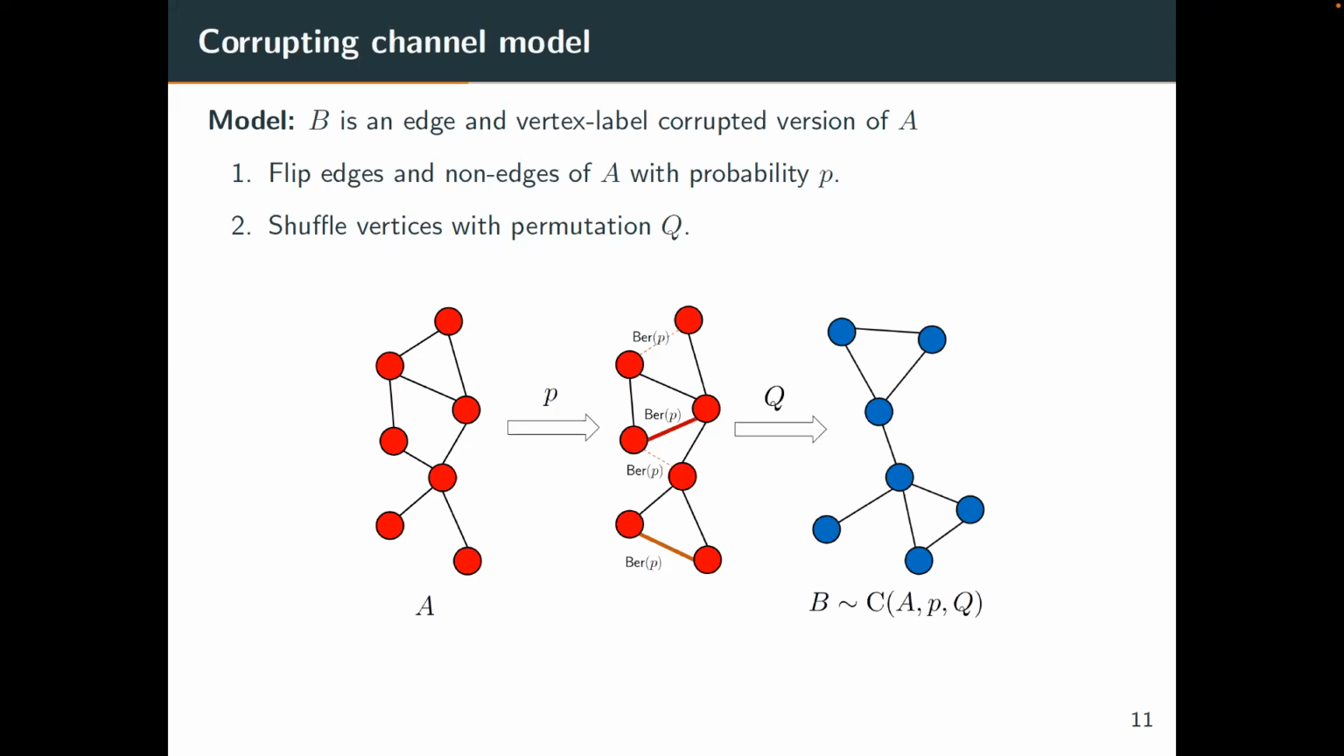Okay, so that's a very simple model. In principle, this can be extended to allow for different probabilities for each edge. I'm not going to focus on that, but there are some extensions that we have in the paper. But yeah, so the idea is this.